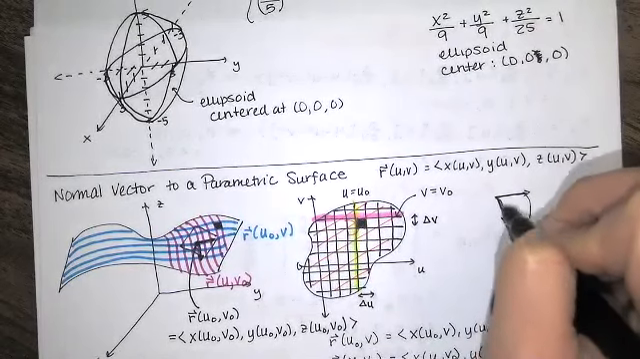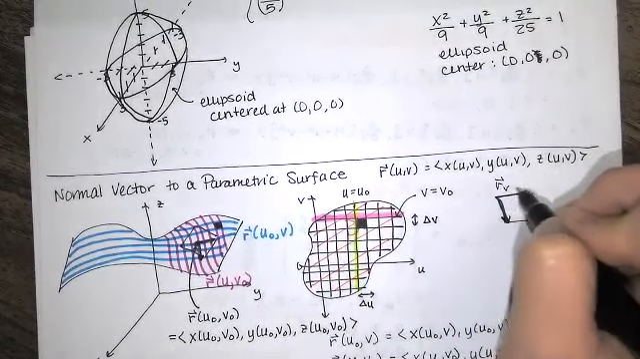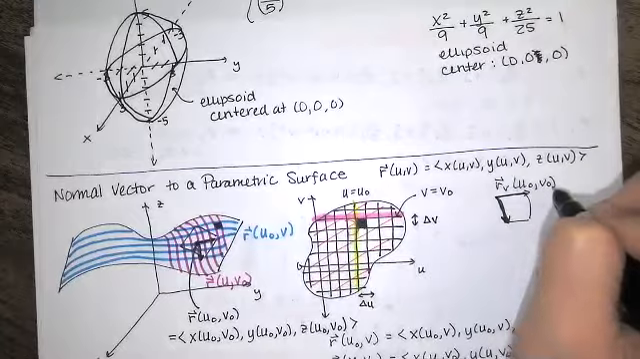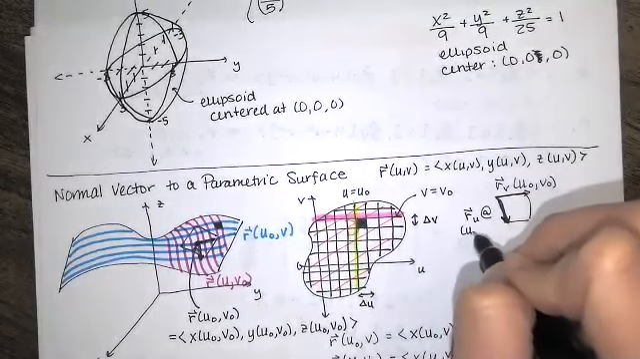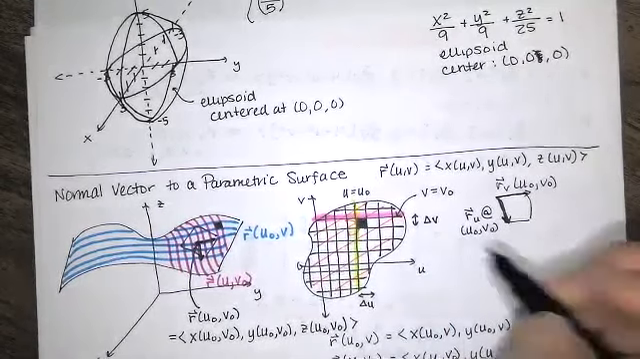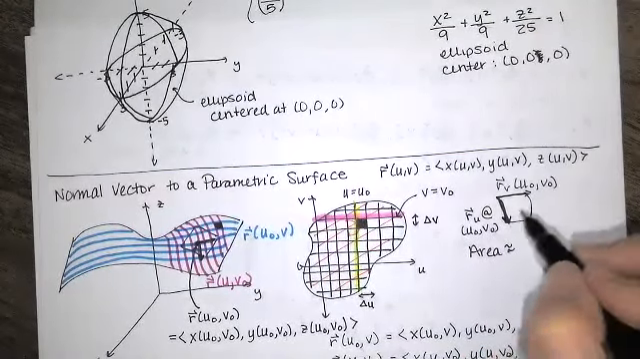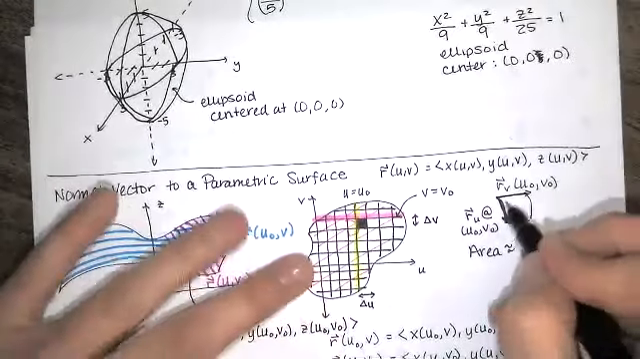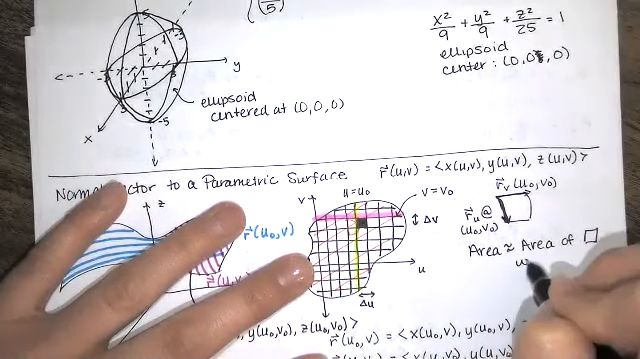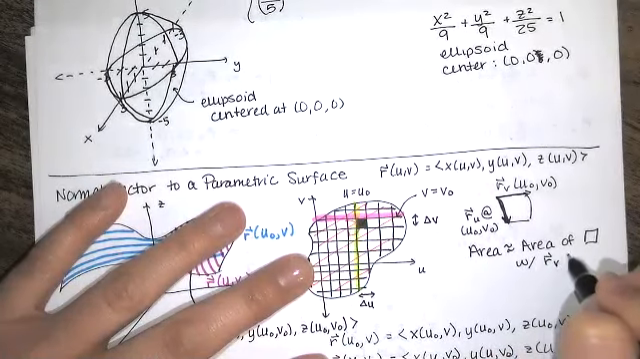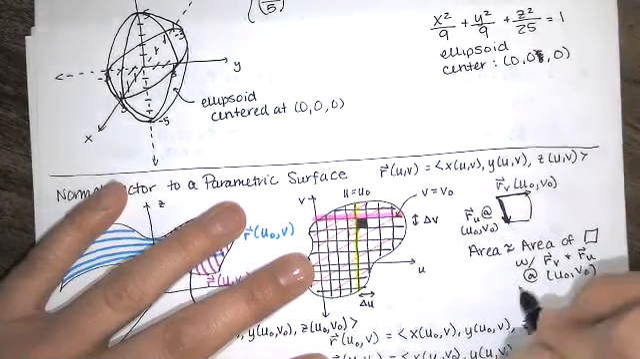Actually, that should be a vector. A vector is going to have a straight edge. This is the partial of r with respect to v at u naught v naught. And this is the partial of r with respect to u, evaluated at u naught v naught. The area of that little piece is approximately the area of the parallelogram with the partial of r with respect to v and the partial of r with respect to u at u naught v naught as adjacent sides.